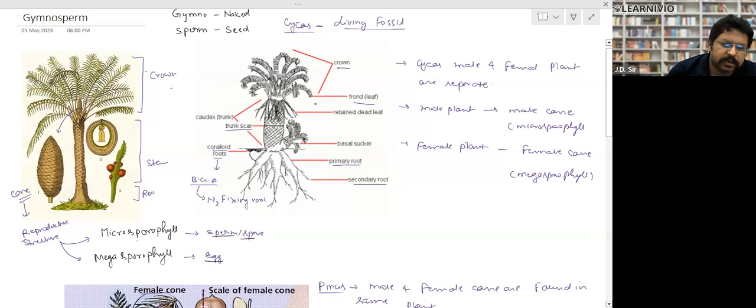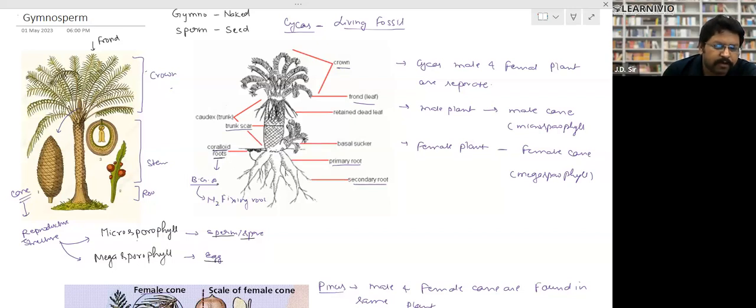Now you can see this is the crown, and these leaves are known as fronds. Again, here they are called fronds, right? And this trunk is called caudex, right? And there are some trunk scars. These are the scars of fallen leaves, right? And there are some coralloid roots. You can see this is the peculiarity of the coralloid roots.